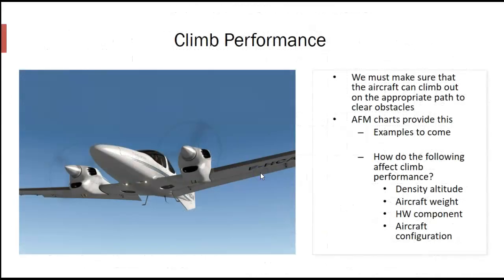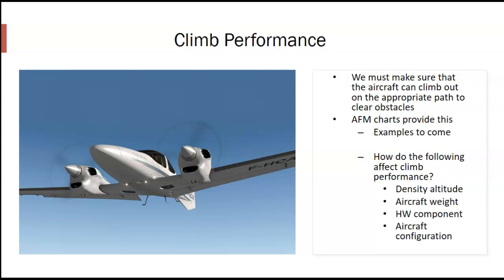So after we determine takeoff performance, the next thing we need to be concerned about is the climb performance of the aircraft, because we need to make sure that the aircraft can climb out and clear obstacles if we have obstacles in the way. The charts in the Pilot's Operating Handbook provide us with a way to do that. So how do things like density altitude, aircraft weight, headwind component, and aircraft configuration affect climb performance? Just like they affect takeoff performance.